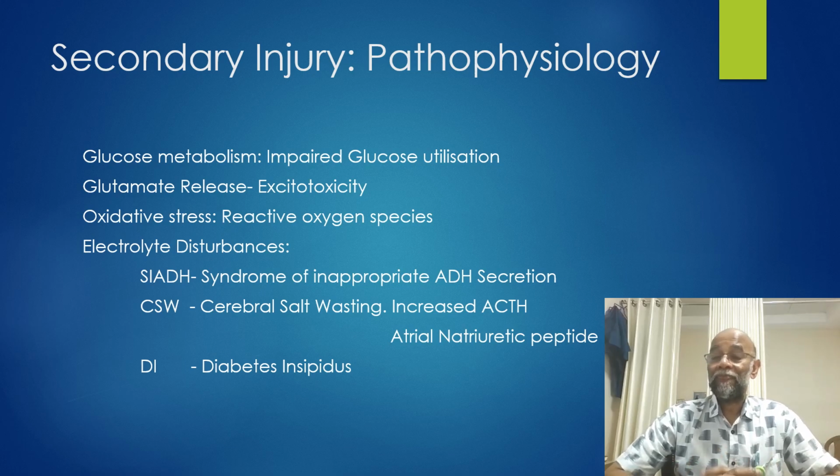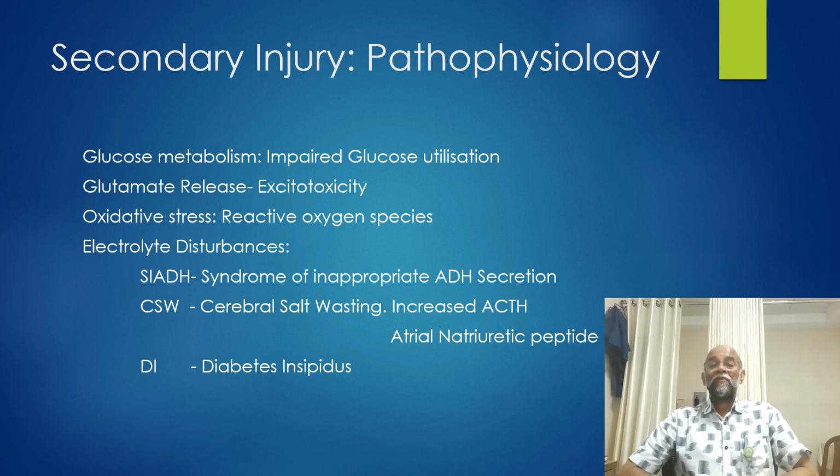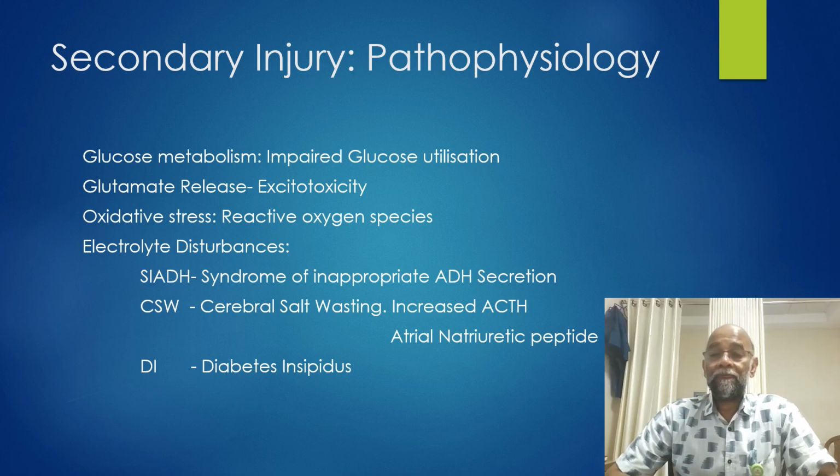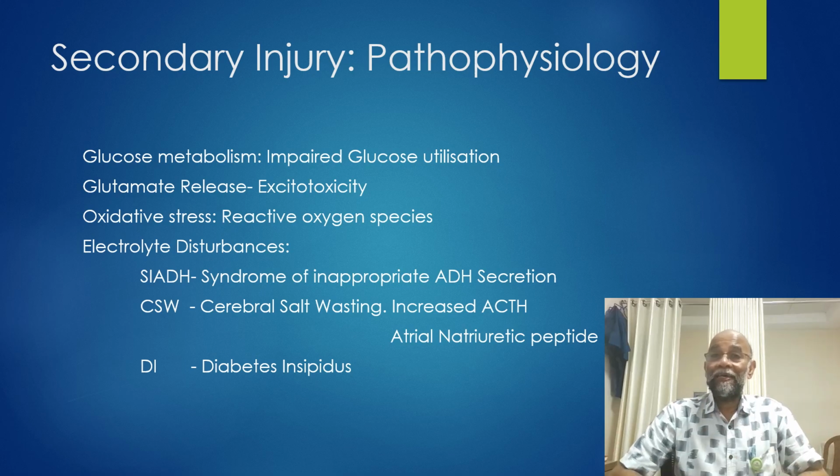Oxidative stress is a major cause of inflammatory damage to the neurons. Electrolyte disturbances occur after a head injury, very common. One is SIADH, or syndrome of inappropriate ADH secretion. That is excessive ADH, antidiuretic hormone, is produced. More water is retained by the kidney, and there is a dilutional hyponatremia.